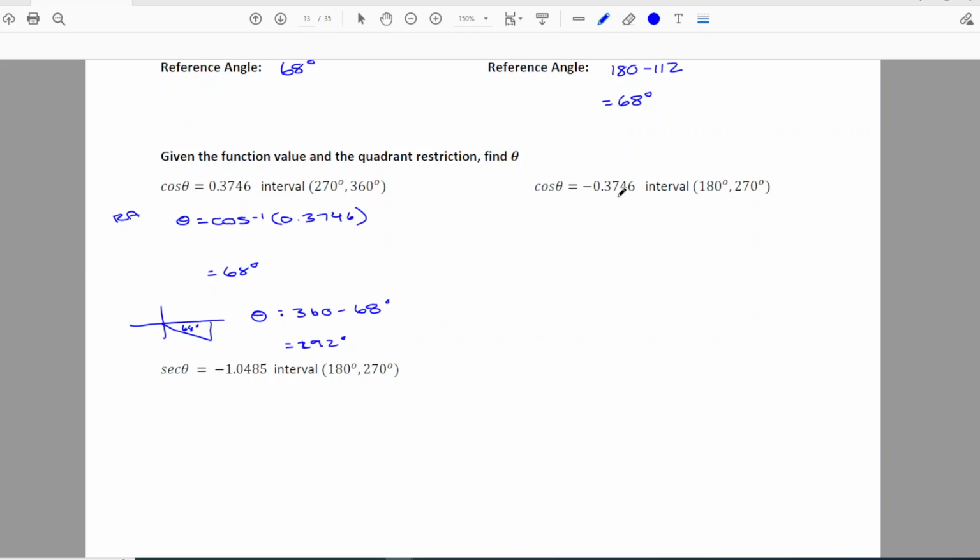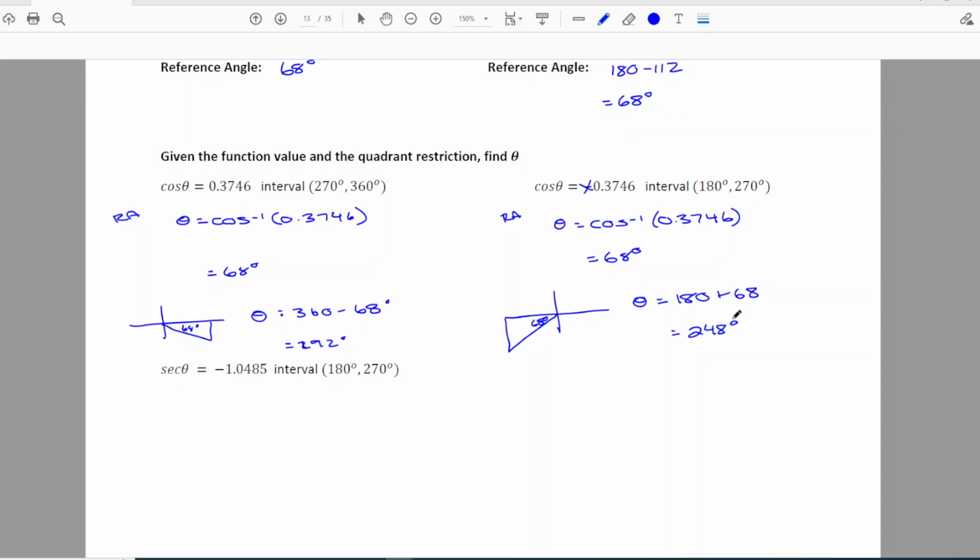Awesome. So then if they ask you to find cos of theta with the negative ratio, and put it in the interval 180 to 270, again, I would ignore the negative. I would find the reference angle by doing inverse cos of 0.3746, because I know they all have the same reference angle of 68 degrees, and then I would put that in quadrant 3. If this is 68 degrees, theta would be 180 plus the 68, which would give you 248 degrees.